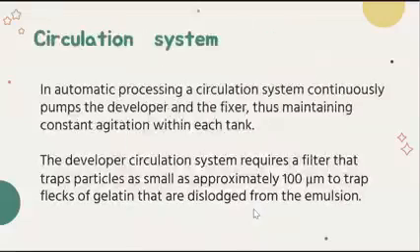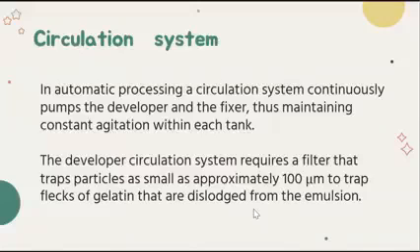Next, we have the circulation system. In automatic processing, a circulation system continuously pumps the developer and the fixer, thus maintaining constant agitation within each tank. So agitation means mixing. So the function of your circulation system, as the name states, it circulates the developer and the fixer only. So later on we will understand why wash water must not be recirculated.